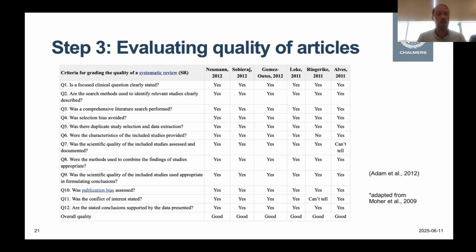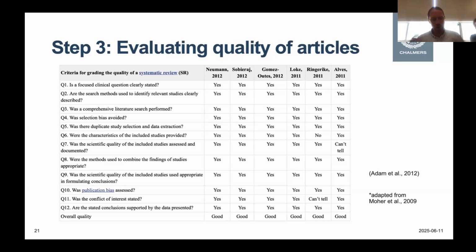Is a focused clinical question clearly stated? Are the search methods used to identify relevant studies clearly described? Was a comprehensive literature search performed? Yes or no? And then it continues. And by this, it is possible to grade the various articles that you have in your review, with what quality they come. And this is interesting because in some instances, when you want to capture all literature, you might be open to gray literature.